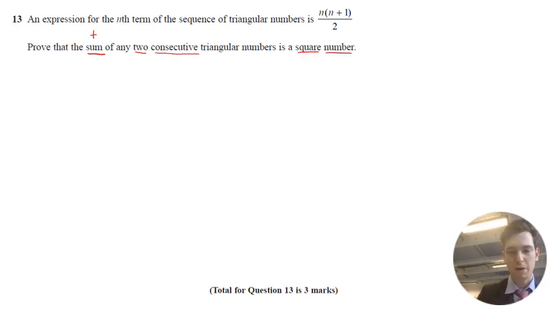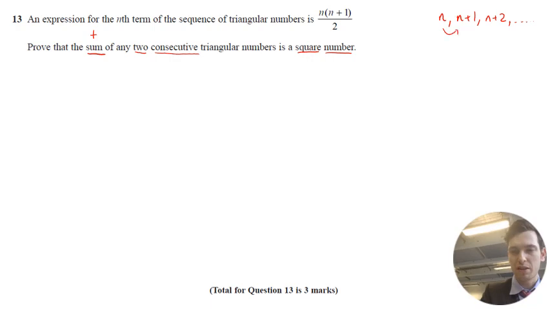Now, a few people already asked me about this question. They were like, so what is a triangular number? Now, you don't actually need to know what a triangular number is for this question because it gives you the formula. What you do need to know is what two consecutive triangular numbers are. Now, if I asked you what two consecutive numbers would be, you would just tell me it would be n and n plus 1, and the next one would be n plus 2, etc. So the next one is just adding 1 to it.